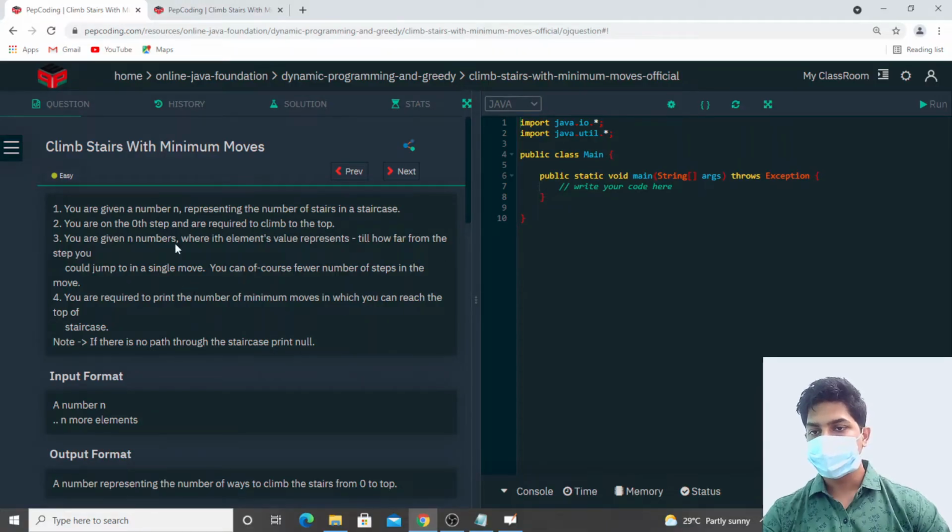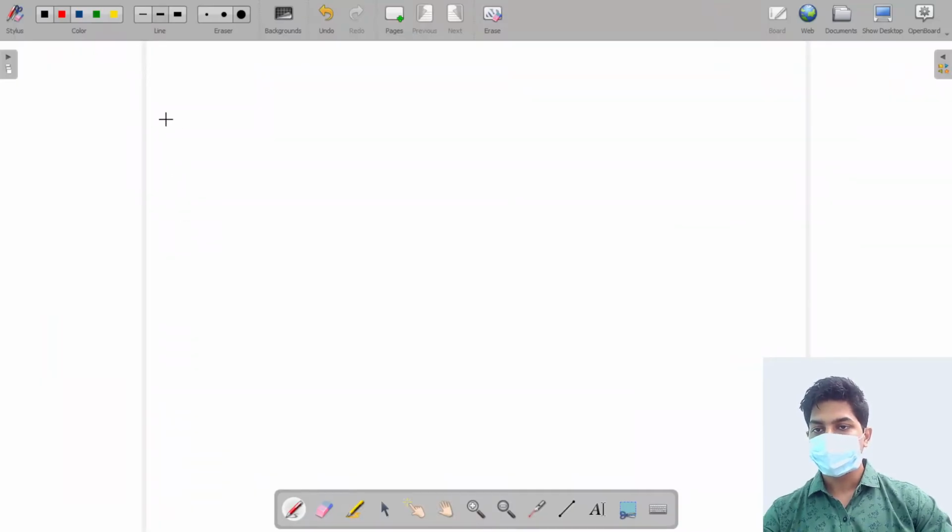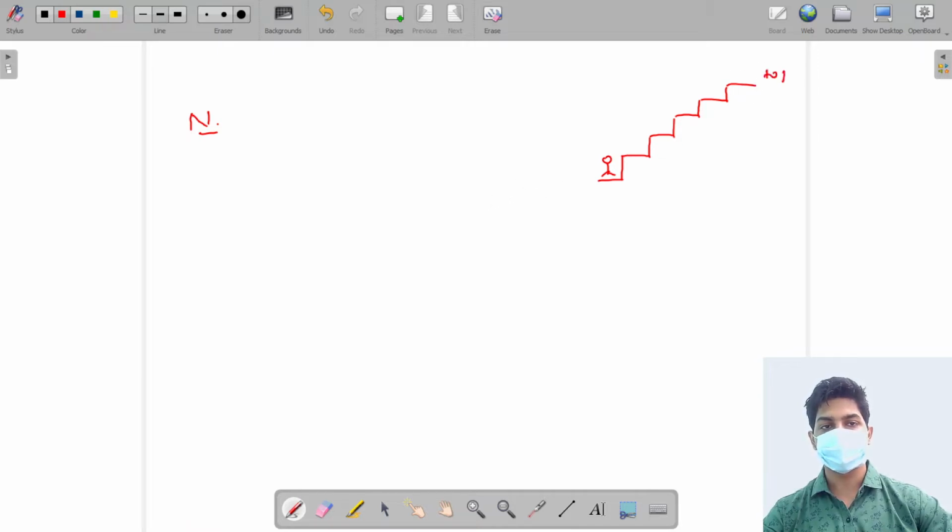Hi guys, so in this video we will be solving the climb stairs with minimum moves problem. So let's first understand the problem. The problem statement says that we will be given an integer n, that is the number of stairs, and we are initially at the 0th stair. We are required to climb to the top, the nth stair, and we have to tell the minimum number of jumps in which we can reach the top of the stairs.